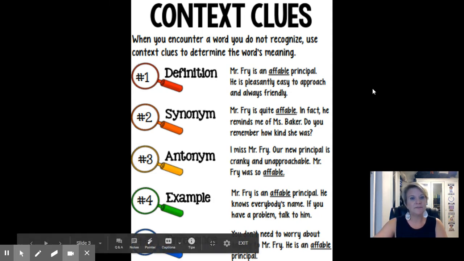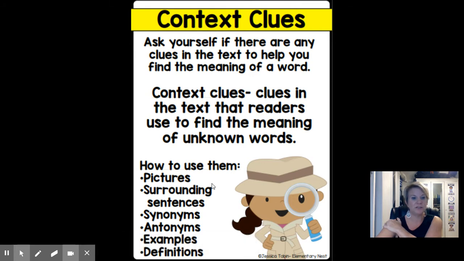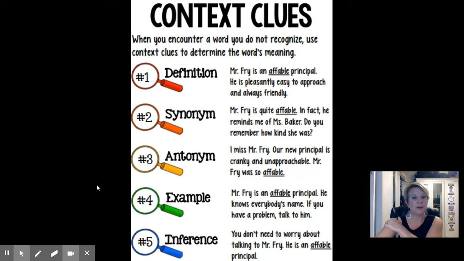So the first kind of example is a definition. Remember I showed you on the previous slide down at the bottom, these are different ways that you can find the context clues within the story. And so these are the examples of those.